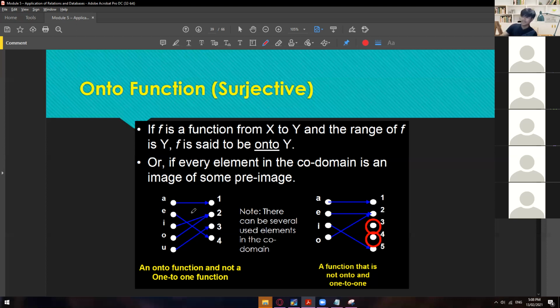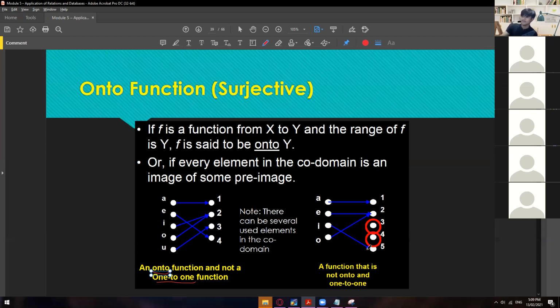If there is an unused element or coordinate, then that one is not an onto function. As you guys can see, this is an onto function, but of course not a one-to-one function due to this double partner for your element. And for this one, it is not a one-to-one function due to this element having two partners. And as you can see, we have a missing partner for 3 and 4, which makes this one not an onto function.